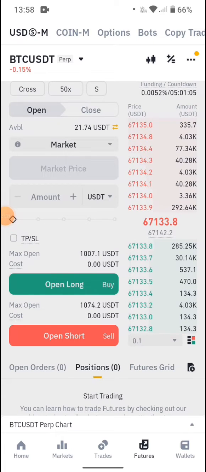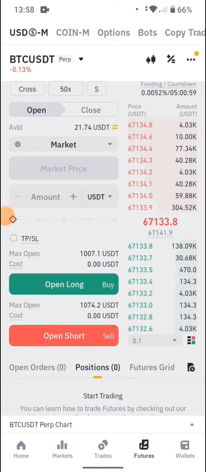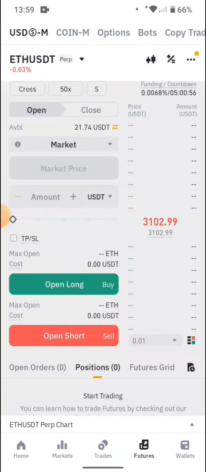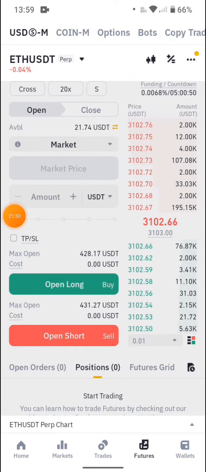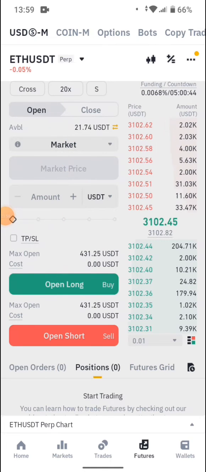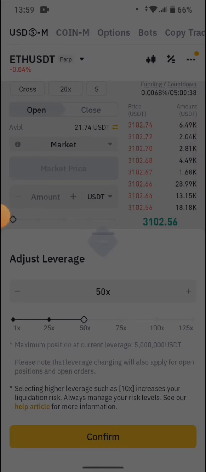To use another asset, all you need to do is come to the top here and change the asset. So you just tap here and let's say we want to go with Ethereum. To go with Ethereum, you just select the leverage which you want. So for Ethereum, you can also use this. So let's select 50x leverage again.